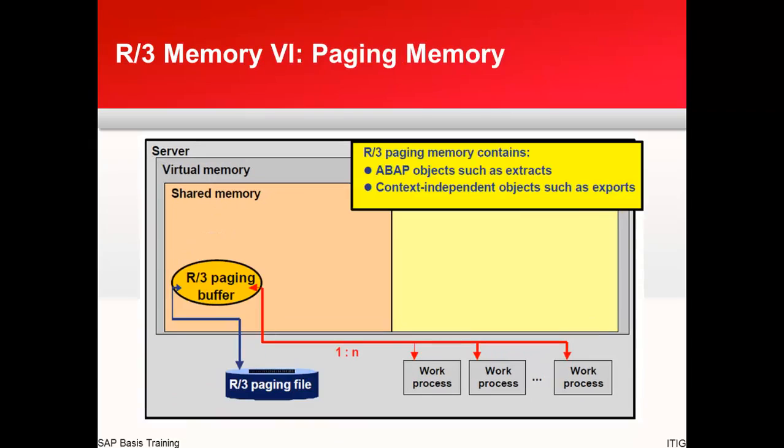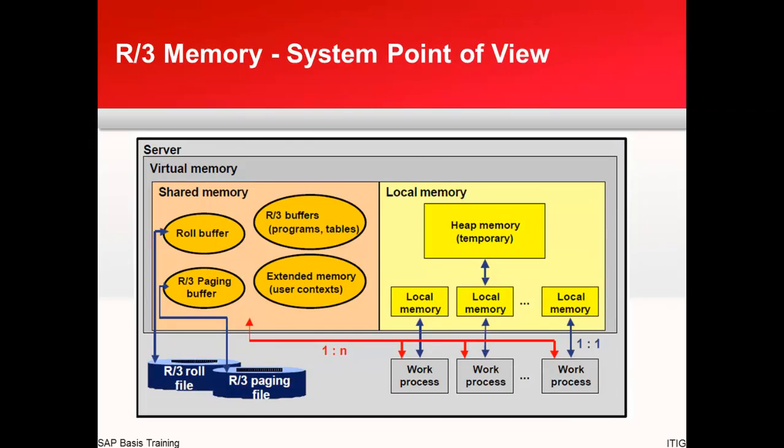Okay, then the paging memory. You can see that the paging memory is at the OS level. Paging memory contains ABAP objects such as extracts, and context independent objects such as exports. So from the system point of view, what we have covered so far is the R3 role file, the R3 paging file, that is the paging buffer, the role buffer, the buffers for programs and tables, extended memory, that is the user context, heap memory, and the different work processes.